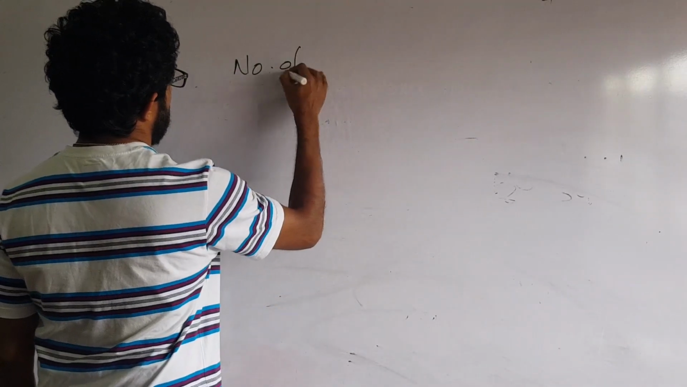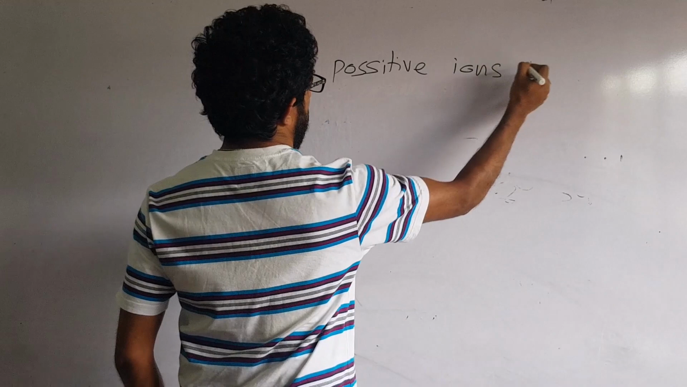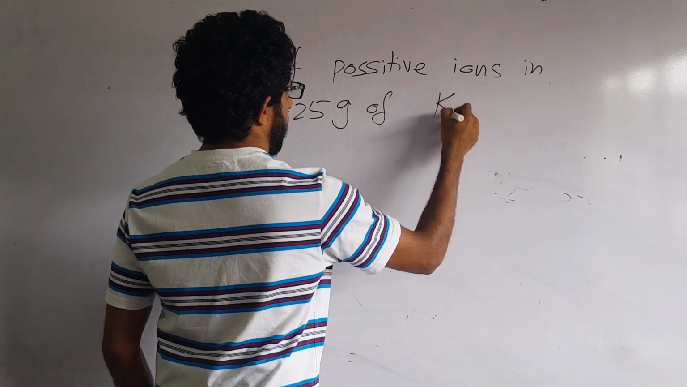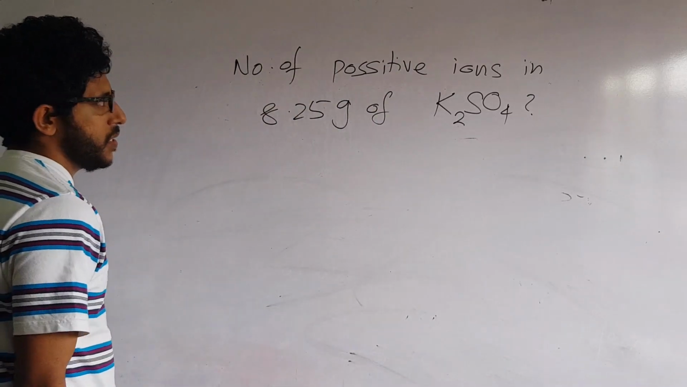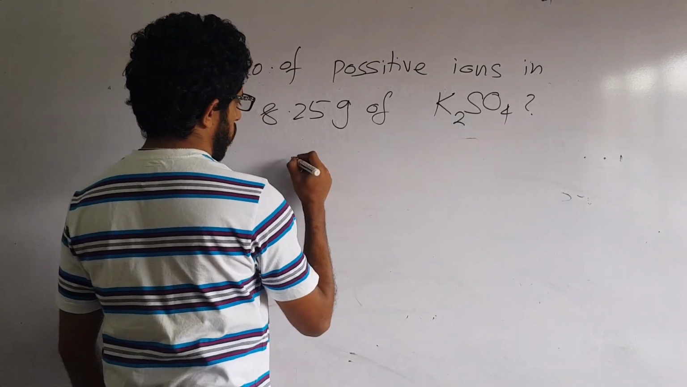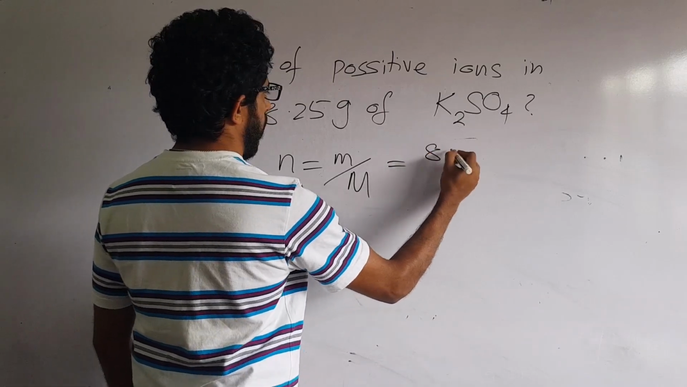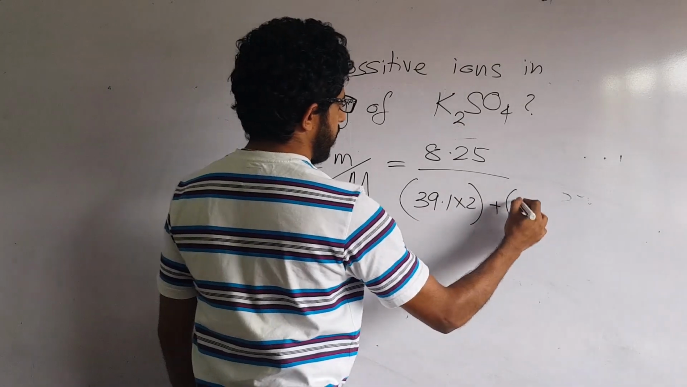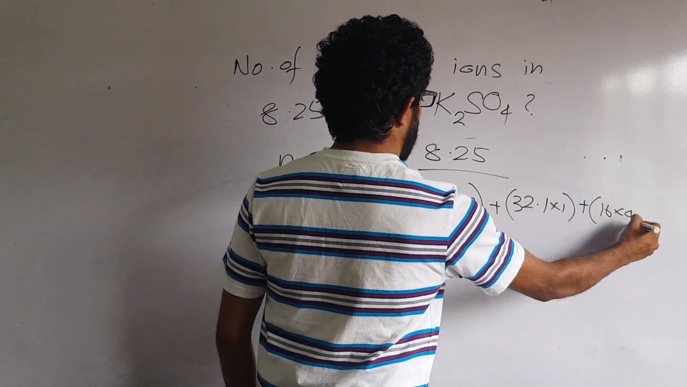Number of positive ions in 8.25 grams of K2SO4. Again, positive ions. So before you find the number of ions, you have to find the number of moles. So K2SO4, so we will find n equals simple m over capital M. 8.25 divided by potassium is 39.1, that is 2, plus sulfur is 32.1 into 1, plus 16 into 4.